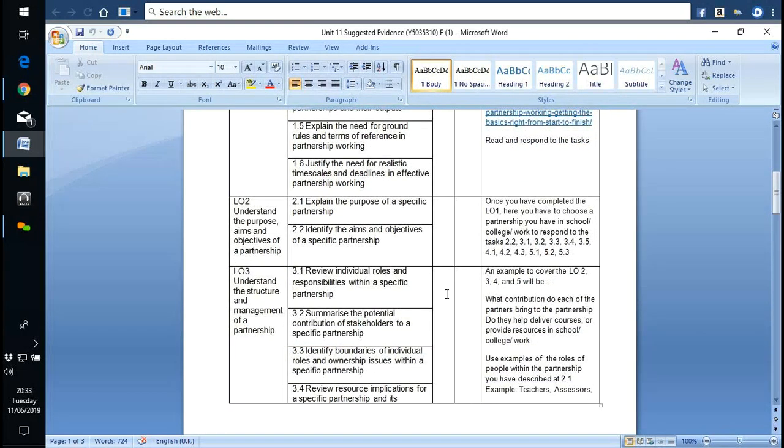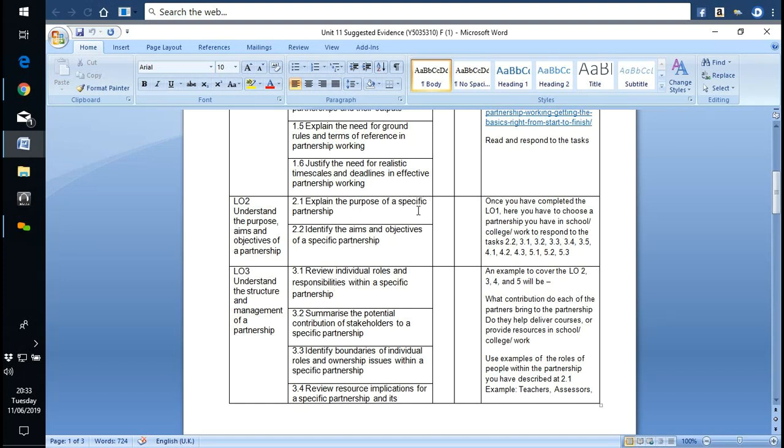I'm not expecting you to do LO2 yet, but I'll just explain how that leads in, because everything from now on is about the partnership you choose to use. So all the data, all the information has got to be about a specific partnership, yeah?